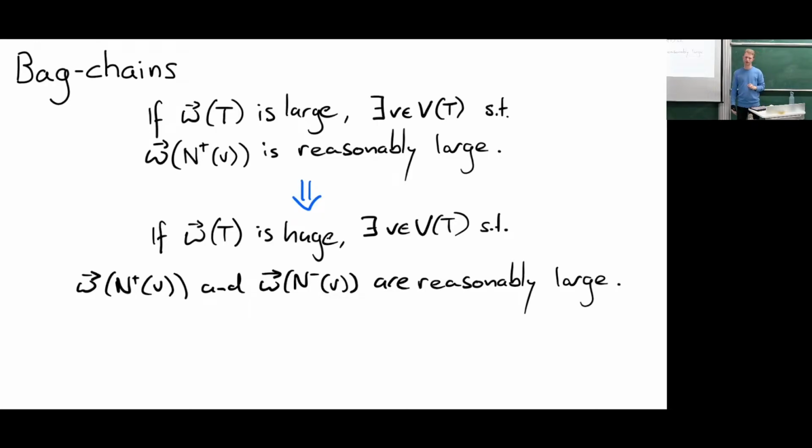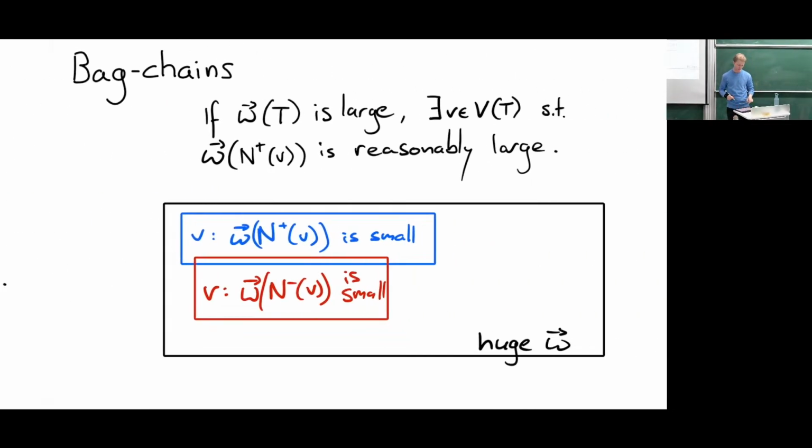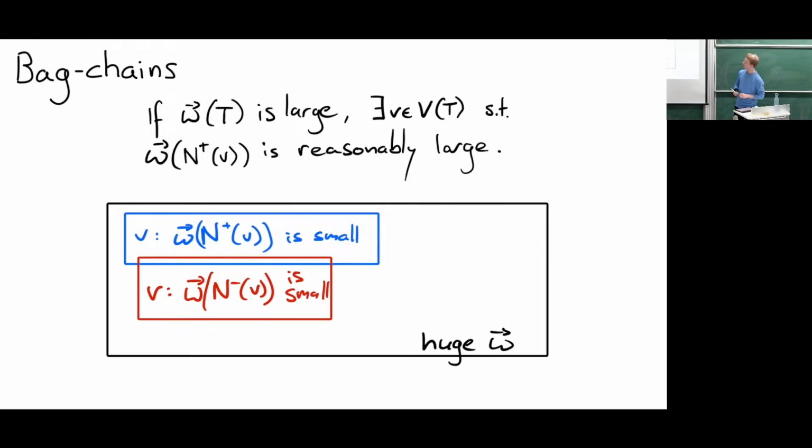Note that by just reversing all arcs in our tournament, this result also holds for in neighborhood. However, they don't hold simultaneously for out and in neighborhood. We do actually need to prove that. So how are we going to do that?